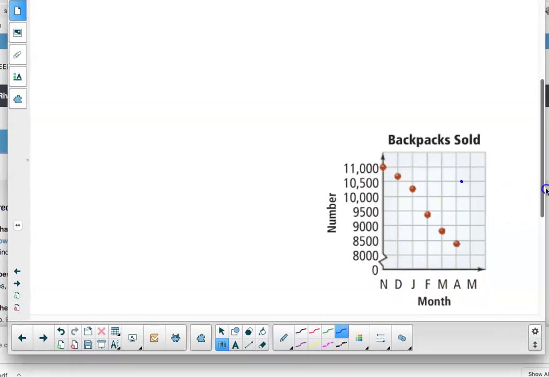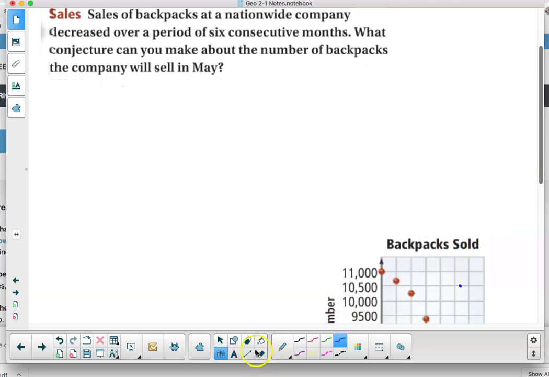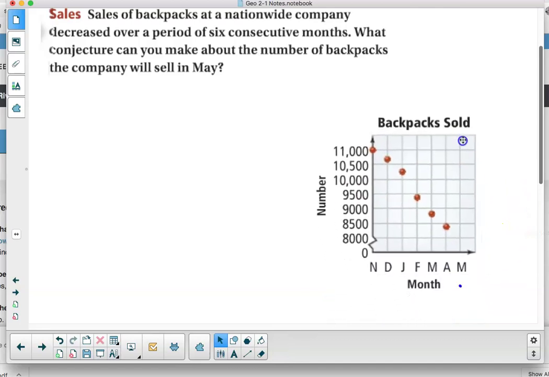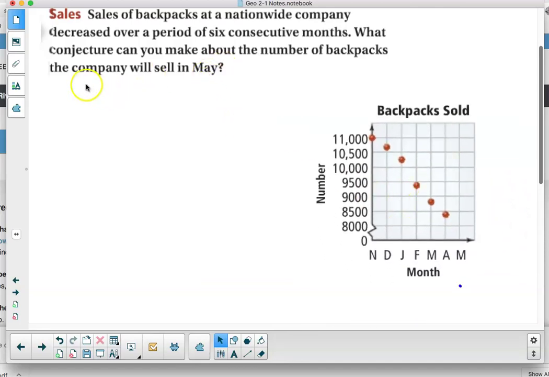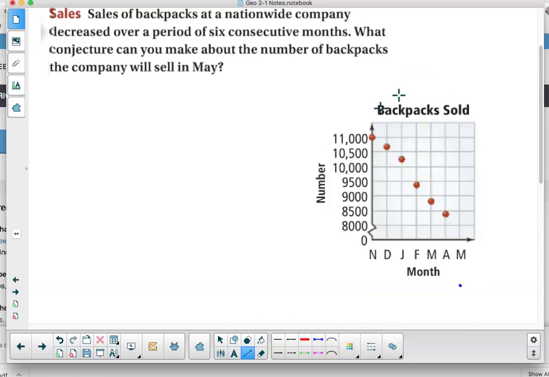Now, they're asking in this problem what backpacks will they sell in May? And let me get that graph up a little higher. That's unlocked, so we're going to get that graph up here. What conjecture can you make about the number of backpacks the company will sell in May? Well, this is April, this is May. We don't have this. We have information of a best fit line. You went through that last year. A best fit line is a line that fits the data, approximates the data's pattern, and we try to make that fit as we go down.